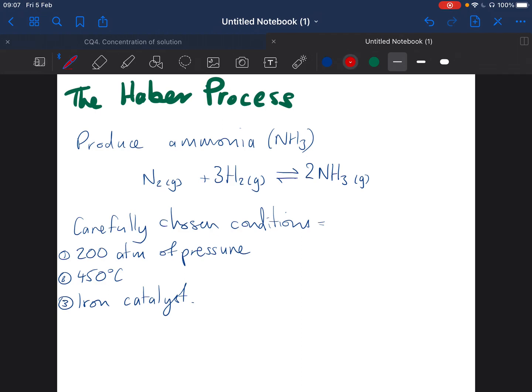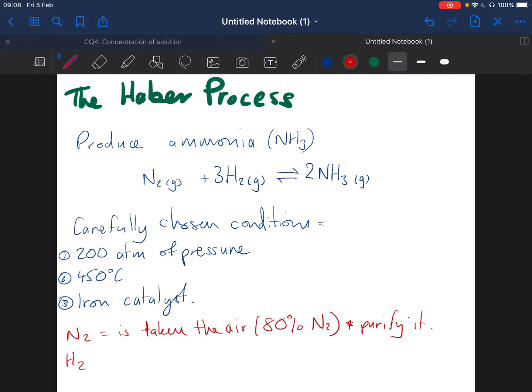When we're talking about this, we need to know where our nitrogen and hydrogen come from. So our nitrogen gas is taken from the air. So remember, the air is 80% nitrogen. So there's lots of nitrogen in the air. We take it from the air and purify it so that there's just nitrogen there.